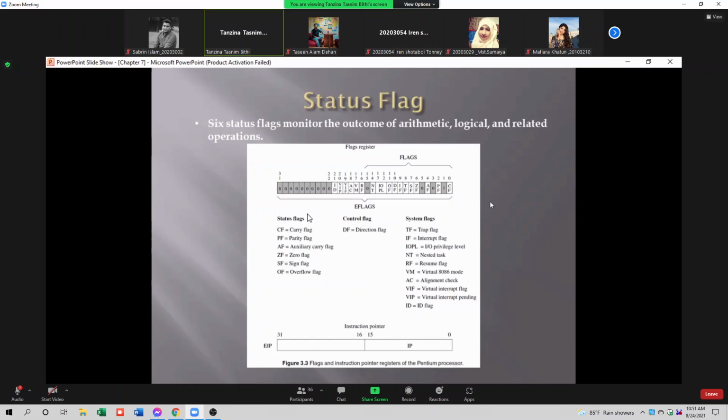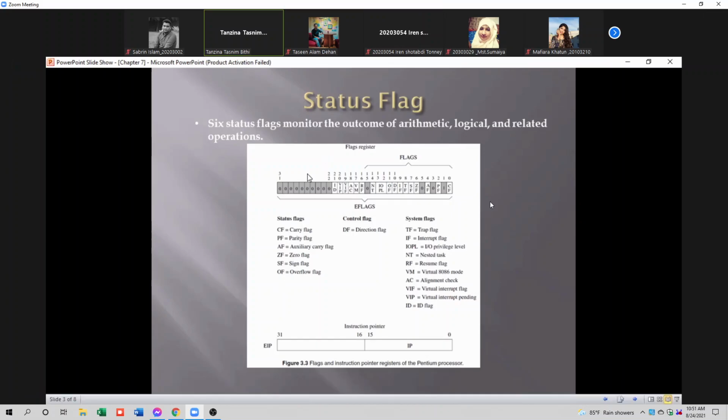Now, how will these flag registers' values be changed? It depends on the arithmetic, logical, and relational operation. How many arithmetic, logical, or relational operations can be done by the Pentium processor? We know the names of the operations, right? Addition, subtraction, multiplication, division, increment, decrement. These are some arithmetic operations performed by the Pentium processor.